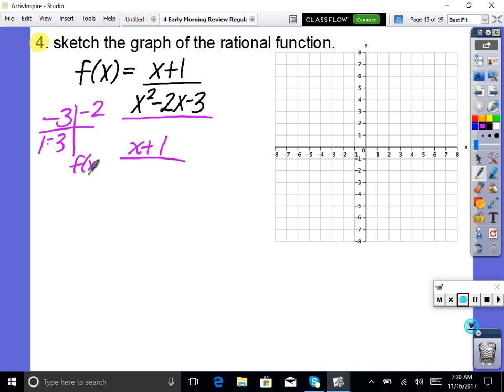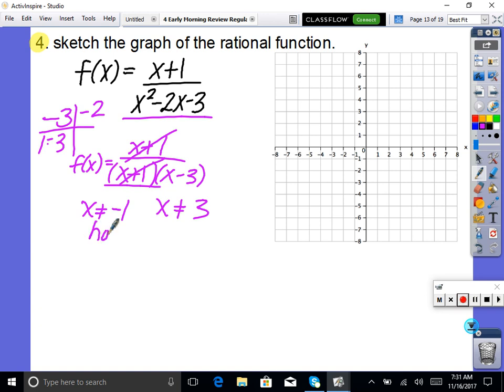I'm going to write it properly. f(x) is equal to (x + 1) over (x + 1)(x - 3). So we'd say x cannot be -1, x cannot be 3. This is a hole, and this is a vertical asymptote.